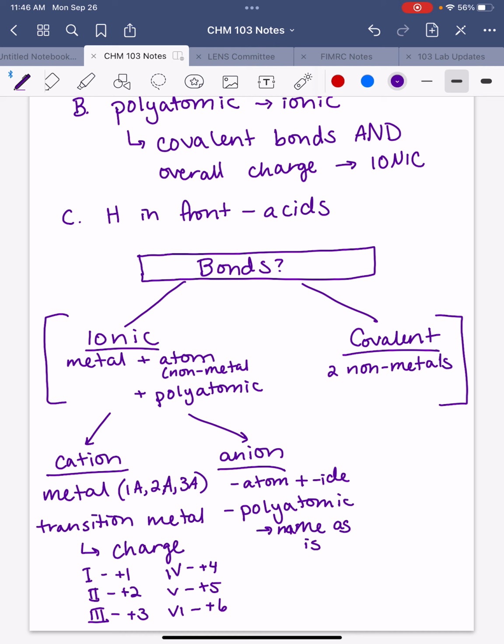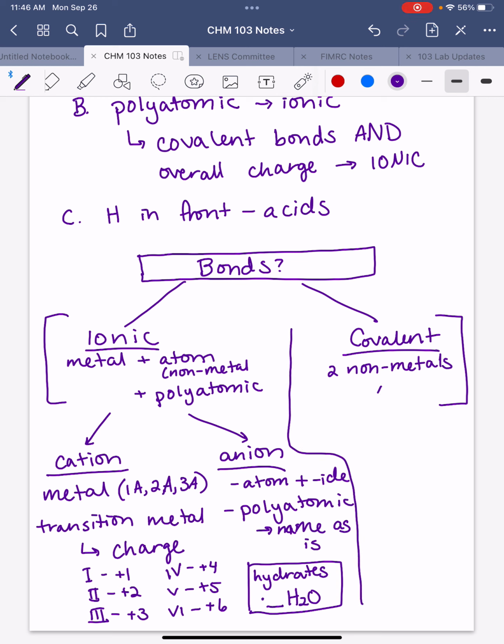We also have the hydrates, so I'll put those here. The hydrates are when we do the dot, however many we have, H2O. Okay, so that's it for the ionic. Now let's talk about covalent. We have two types. We have acids or not acids.